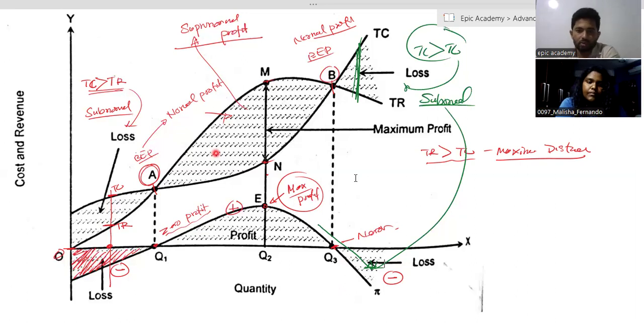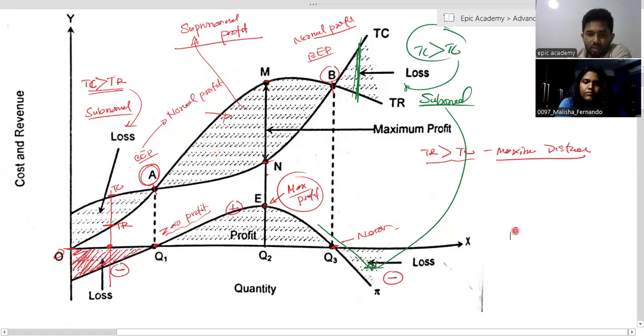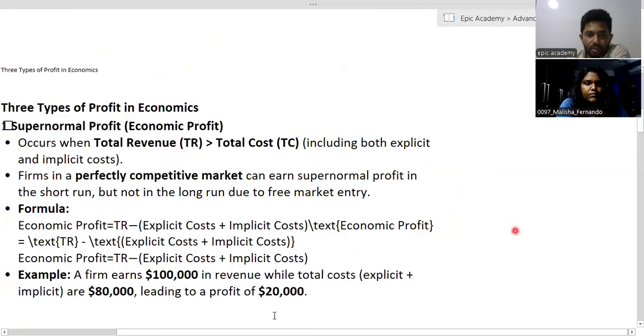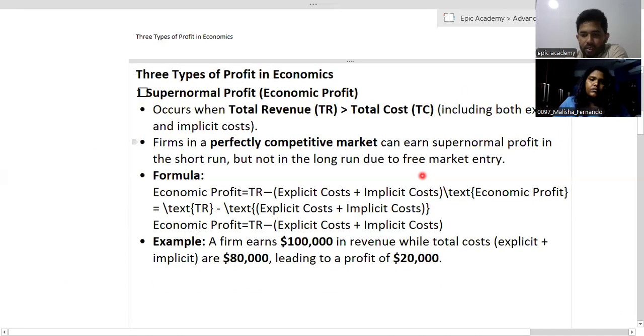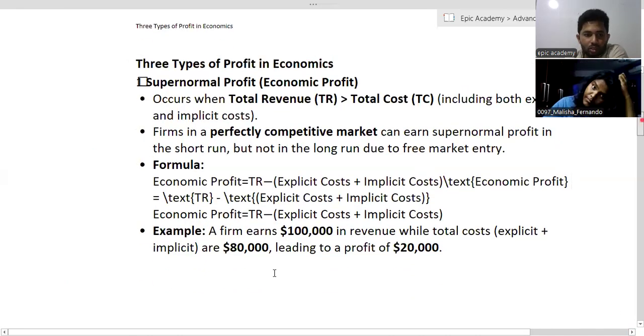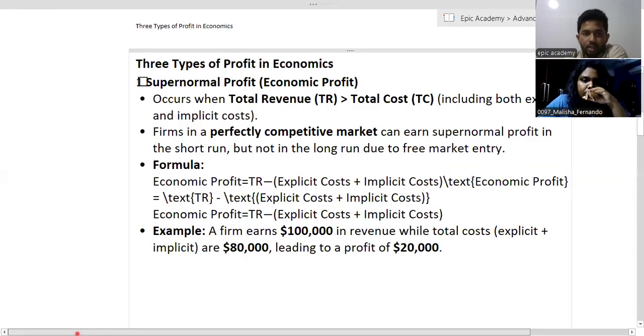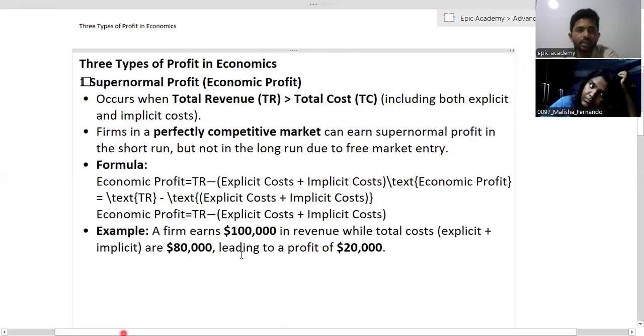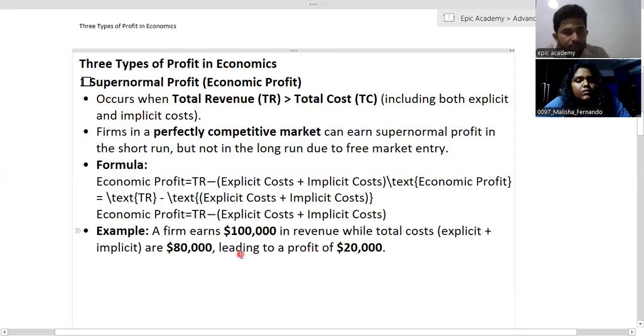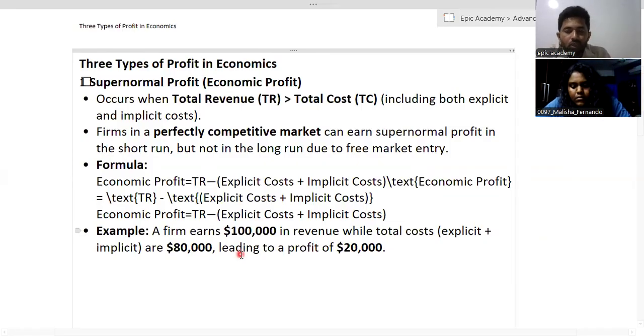No. Yes. So now this is the time to discuss those 3 types of profit in economics. First one is supernormal profit. You already identified that supernormal profit, isn't it? Yes. Supernormal profit is economic profit. We call it economic profit. Sometimes, okay, we are not going to say profit, losses, something like that. Okay, when total revenue, I mean TR, takes a greater value than the total cost.